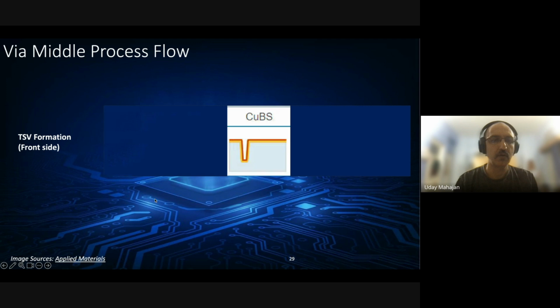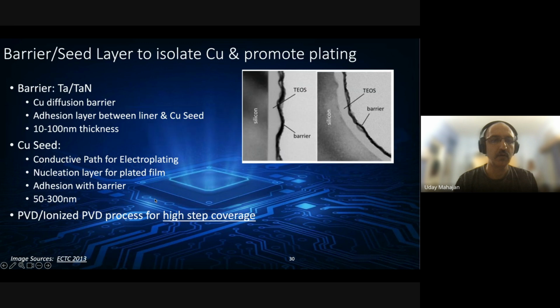Next step is the copper barrier and seed layer deposition. So the barrier typically is the same as what's used in conventional back-end of line processes. It's a tantalum nitride sandwich layer. Its function is to provide a diffusion barrier to copper, an adhesion layer between the liner and the copper seed that comes after it, and it is roughly 10 to 100 nanometers in thickness. This thickness I'm talking about is the thickness on the top surface of the wafer.